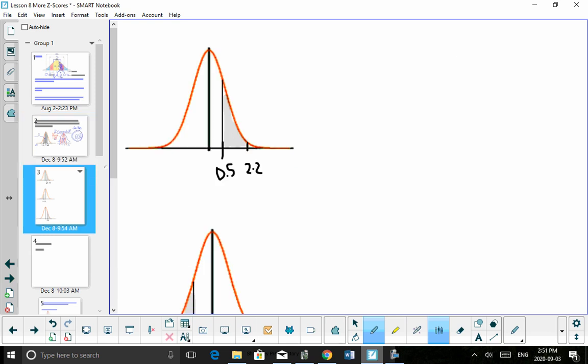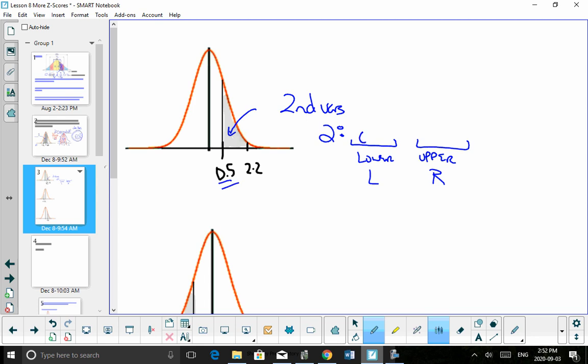So I want to know the percent between the z-scores of 0.5 and 2.2. So again, I'm going to go second vars. I'm going to pick number 2. So the lower and the upper. Now the lower is always the one on the left, the upper is always the one on the right. So lower would be 0.5 and upper would be 2.2.